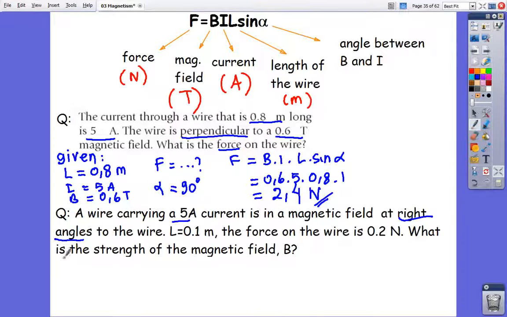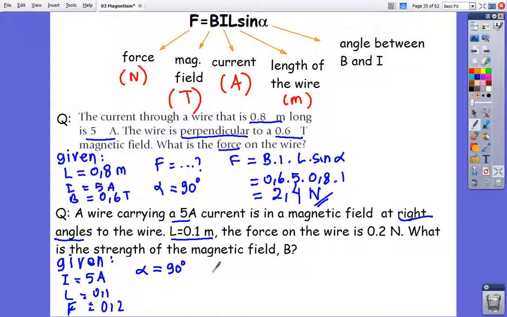Let's write down all the given variables. Current I is 5 ampere, L is 0.1, F is 0.2, and alpha is a right angle, 90 degrees. Now let's find the magnetic field B.